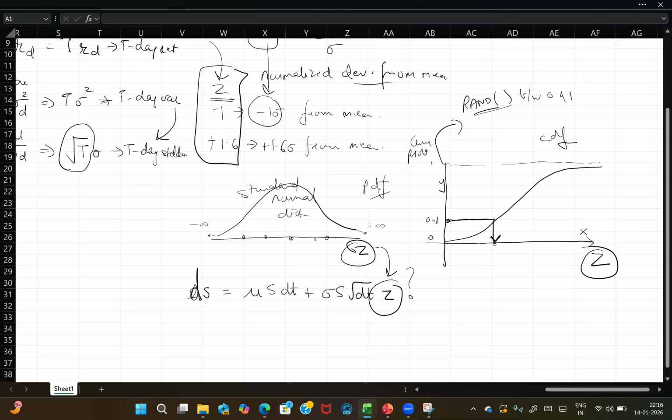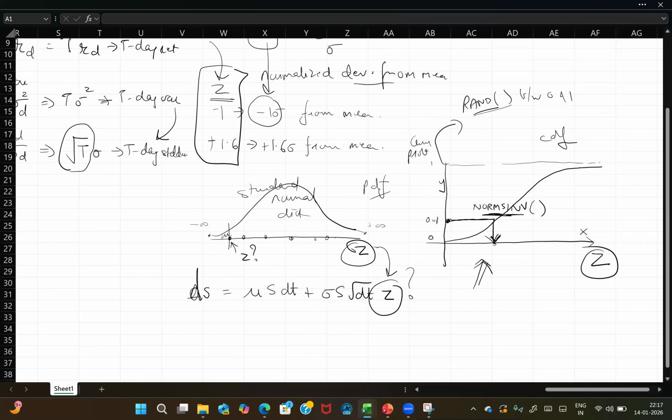And this inversion is possible through a function which is called as norms inverse function in Excel. So we are inverting the standard normal distribution, and from probability, we are arriving at the z value. So basically, we are saying, okay, probability 0.1, what is the z value corresponding to that 0.1 probability? So next time we are going to use this, and we're going to calculate Monte Carlo simulations.